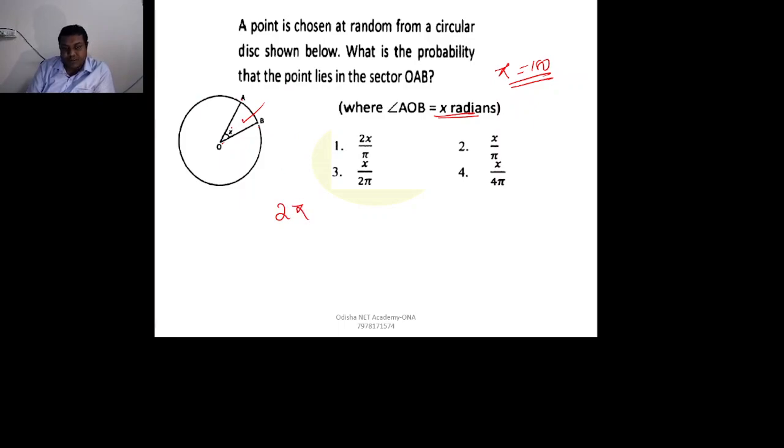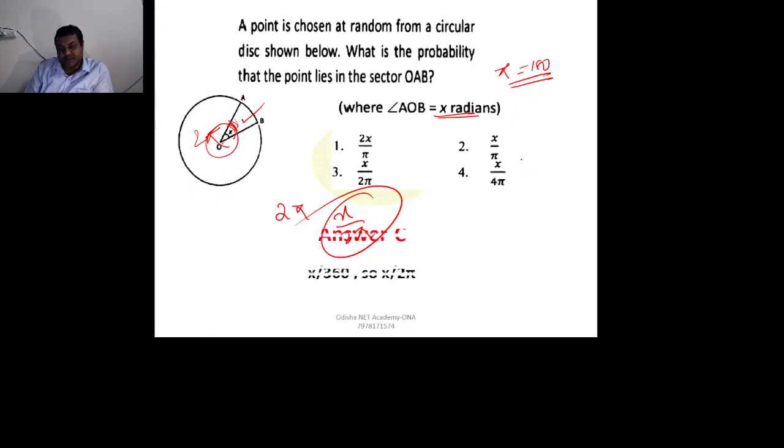So within that, you have to find out the probability that the point will fall within x. The total will be 2 pi, and the marked area is your x. Then what is the probability? X by 2 pi. But you have to remember pi radian is equal to 180 degree.